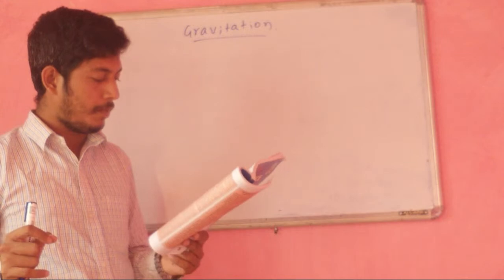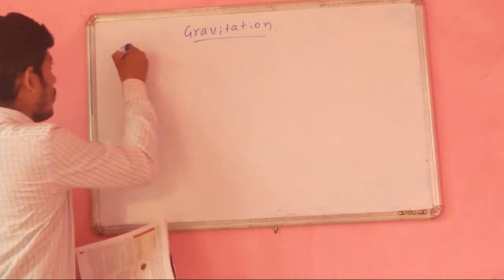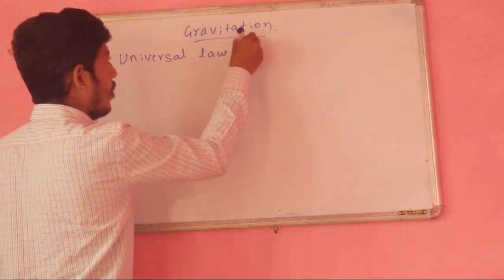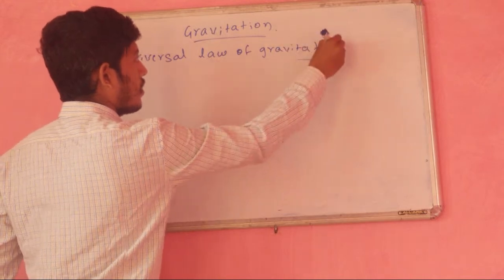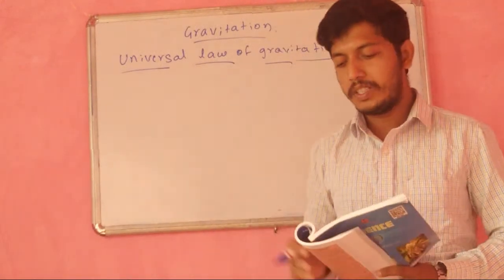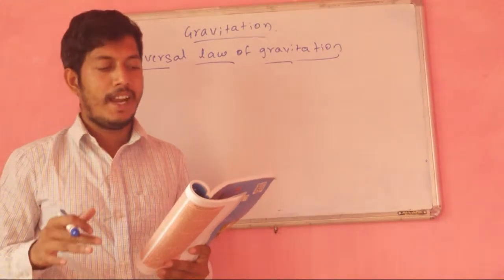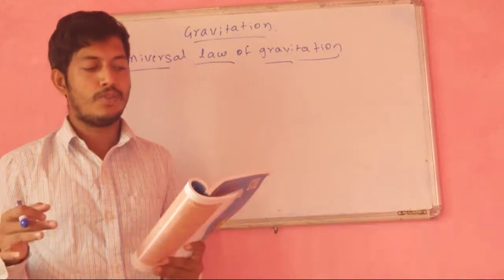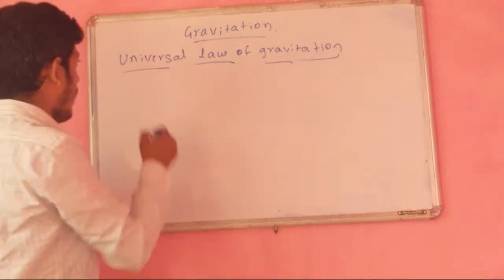That is present in page number 132, universal law of gravitation. According to this, every object in the universe attracts every other object with a force which is proportional to masses and inversely proportional to square of the distance between them. The force is along the line joining the centers of the two objects. Okay, I will write the definition here.